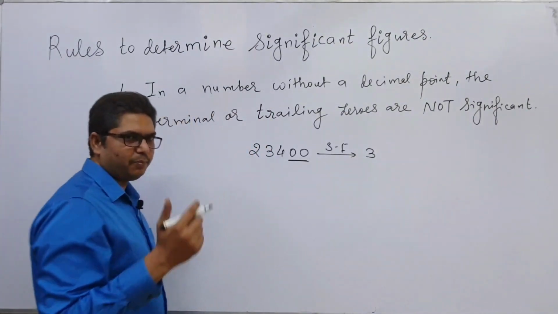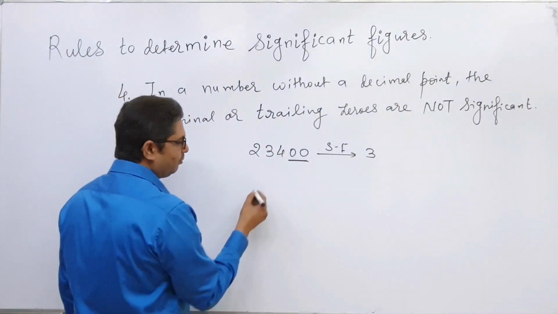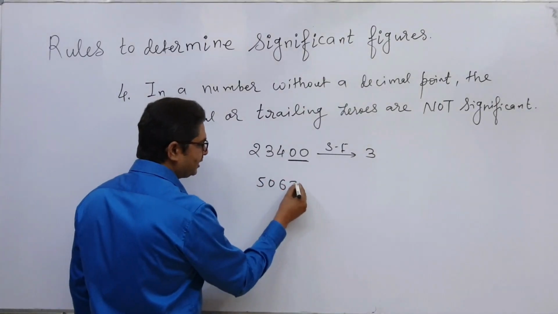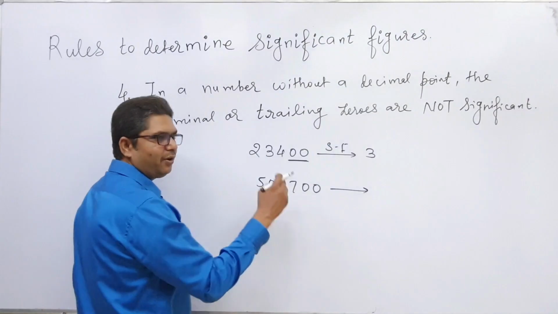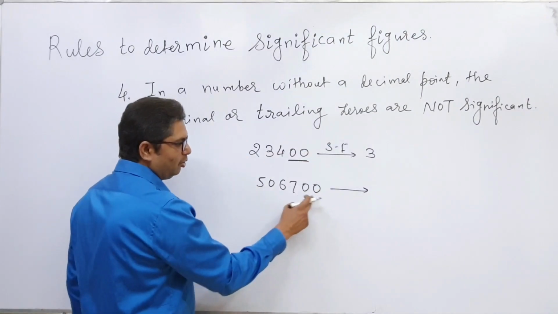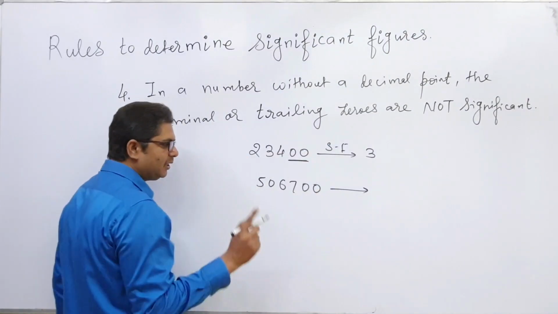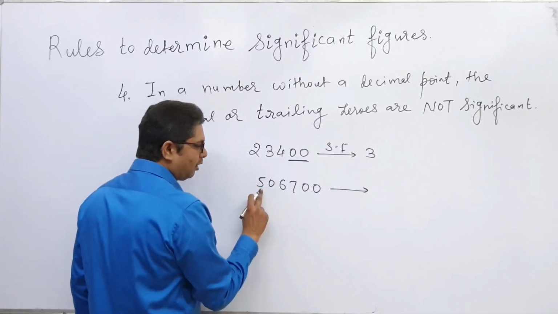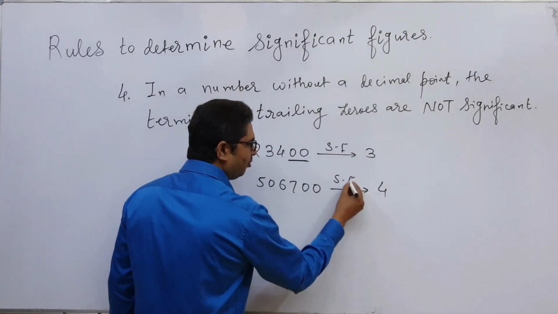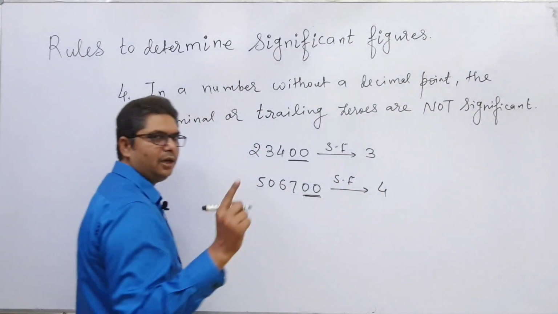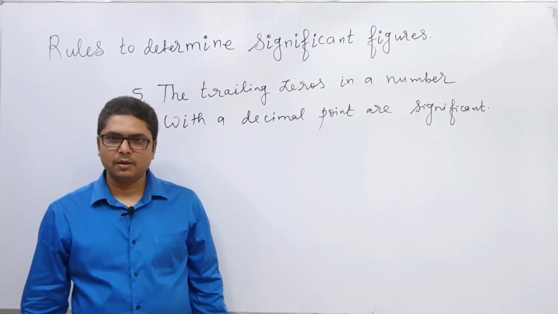Let us see another example. Suppose you have a number 506700. Then here these two zeros are trailing zeros. These trailing zeros are not significant. This means that the significant figures are 1, 2, 3, 4. So significant figure is 4. These two are again not significant.